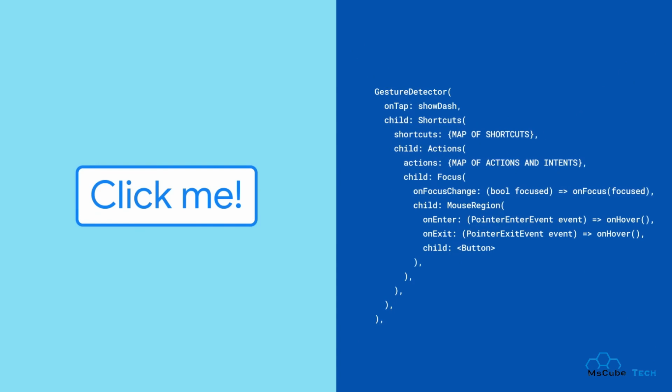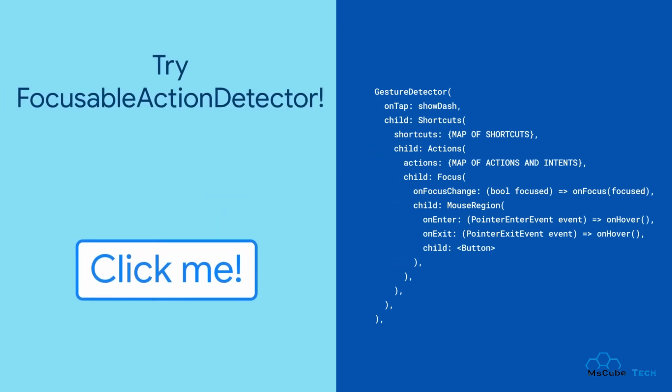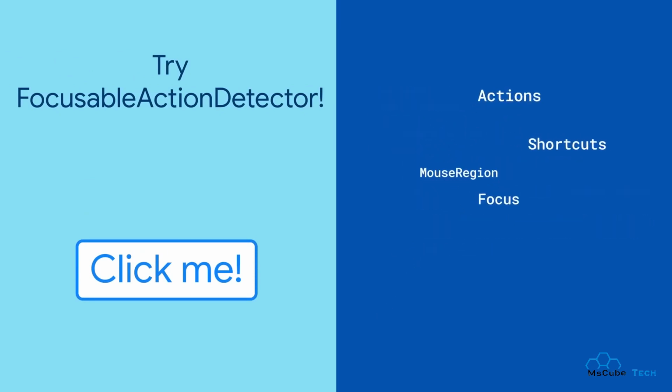Oh my, build method. Okay, so your build method has become a bit unwieldy. It's now at least 4 widgets deep, not including the gesture detector. So before you write all this boilerplate, check out Focusable Action Detector, which combines all the functionalities from actions, shortcuts, focus, and mouse region into a single widget.